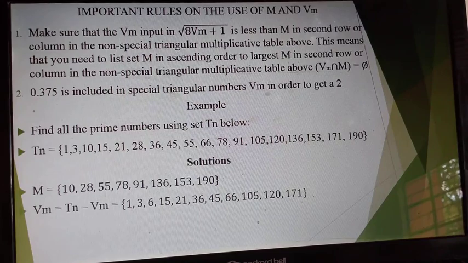So we'll start with the smallest special triangular number. We substitute on Vm, go to the next special triangular number, we substitute, we do the same. The numbers that we'll be getting are all prime numbers. So far I've tried so many special triangular numbers, and the results are always prime. So let's see how these are the solutions.